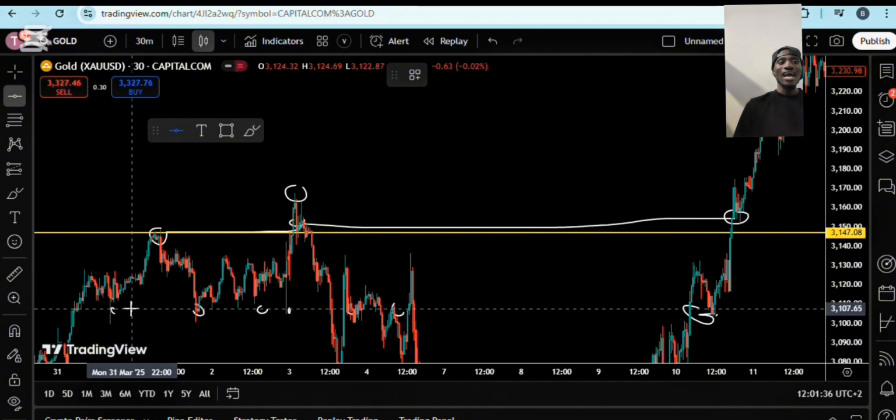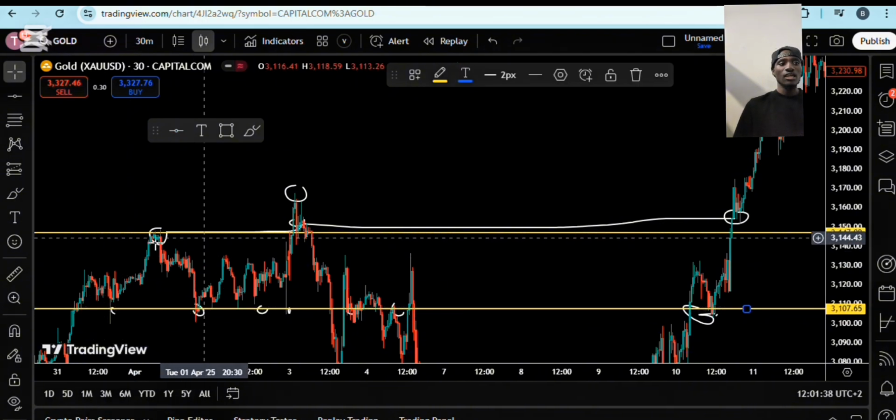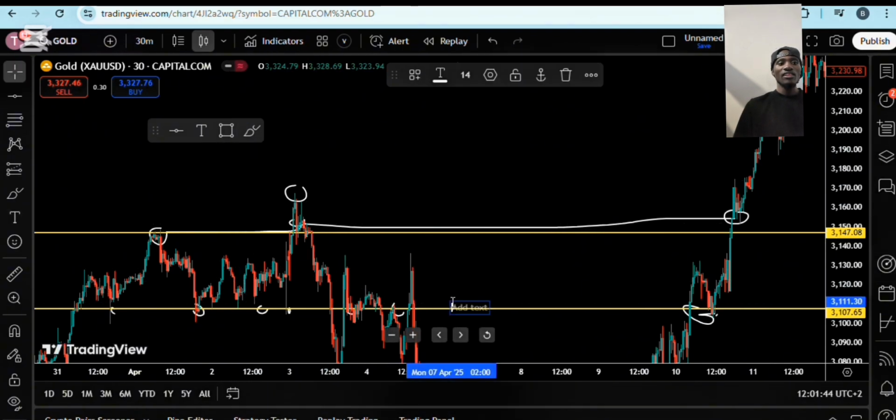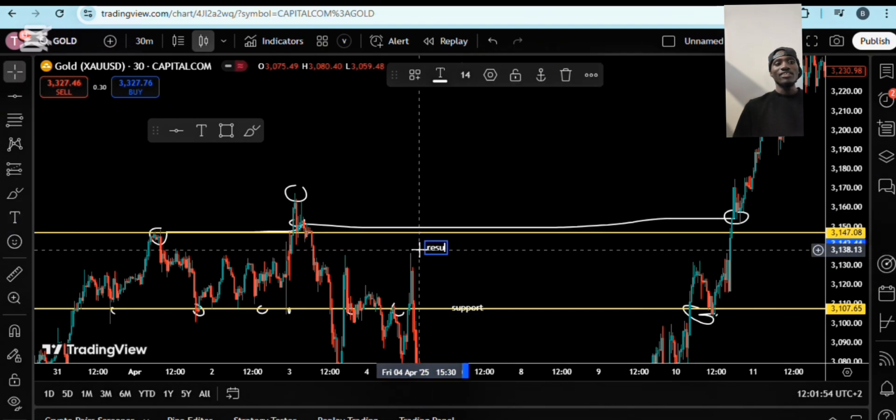You can clearly see how price has been rejecting or respecting these areas, or price has been touching these areas. So let me just label that right there. That is my support, right? Support is always at the downside, and resistance, let me label my resistance. That is my resistance, right?